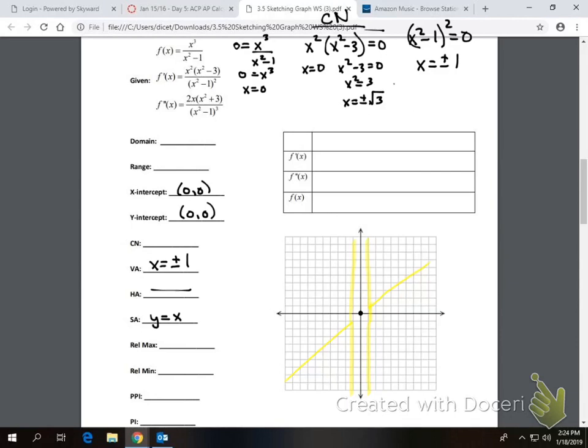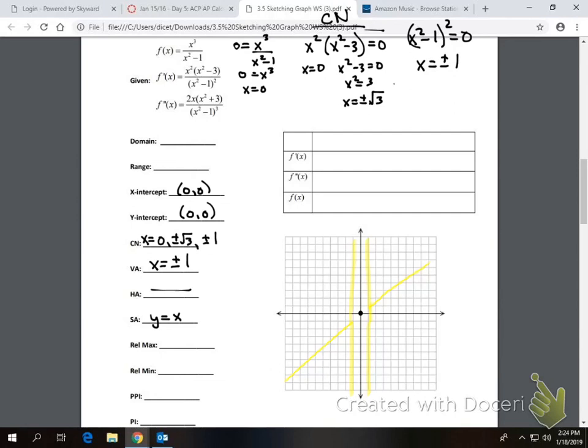But they still fall under the category of what a critical number is, because the definition is where the derivative is equal to 0 and where the derivative is undefined. So I have x equals 0, plus or minus square root of 3, and plus or minus 1. Questions over how I found the critical numbers?